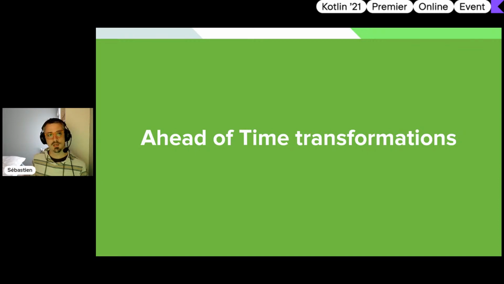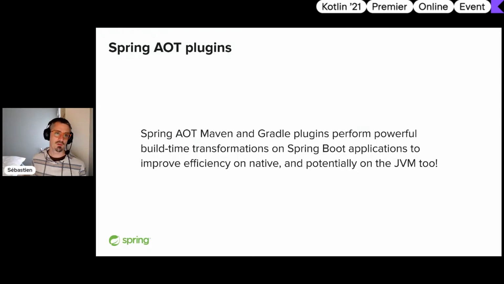And now, since we have reached some interesting results with that, we have been working on transforming your Spring application at build time in order to require less hints, so less manual configuration, and improve the compatibility and lower the memory footprint when running on native. So for that, we have introduced Spring AOT, so AOT for ahead of time plugins. Concretely, that's Spring AOT Maven and Gradle plugins that perform powerful build time transformation on Spring Boot applications. And that improves the efficiency on native, but potentially on JVM too. I will share more figures later.